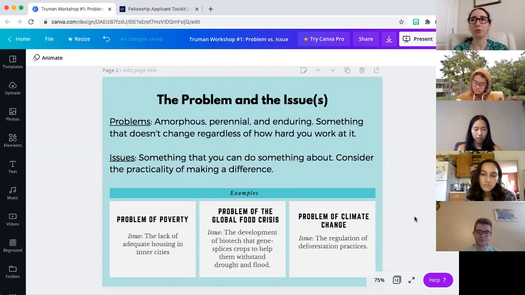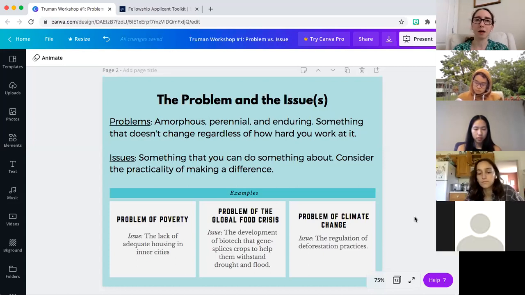What is something that you could address in the future in a particular kind of space, in a particular kind of capacity? So I have some examples here. Once again, I mentioned the problem of poverty. An issue, one branch of that someone might focus on, would be perhaps the lack of adequate housing in inner cities. Or the problem of the global food crisis and insecurity. The issue might be the development of biotech that gene splices crops to help them withstand drought and flood. Or the problem of climate change, as I mentioned, an issue within that might be regulation of deforestation practices.